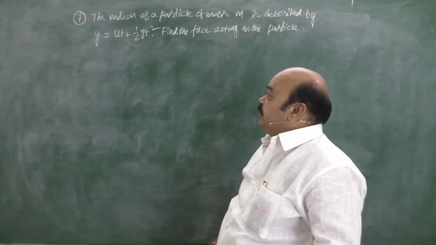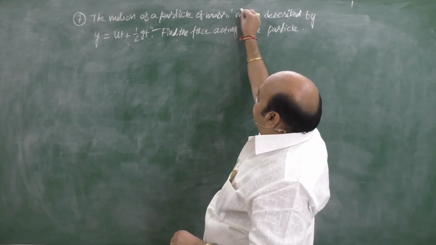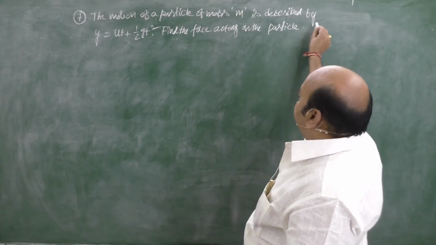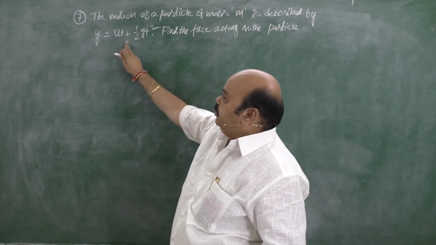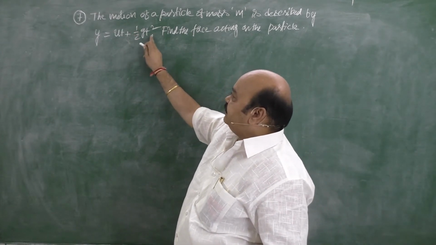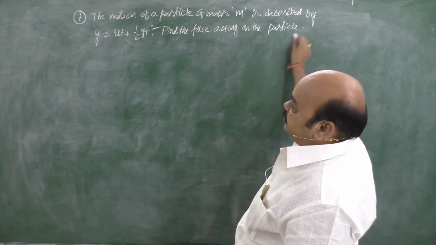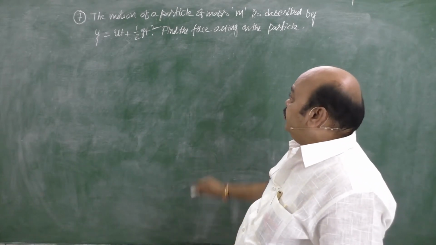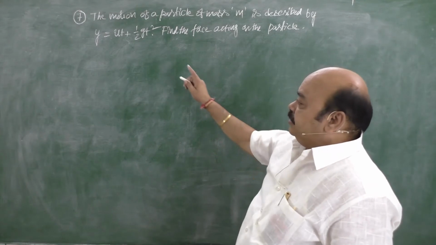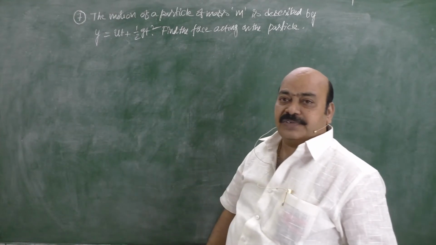Next problem, the motion of a particle of mass m is described by the equation y is equal to ut plus half gt square. Find the force acting on the particle. Good. Here the motion of the particle whose mass is m is described by y is equal to ut plus half gt square.